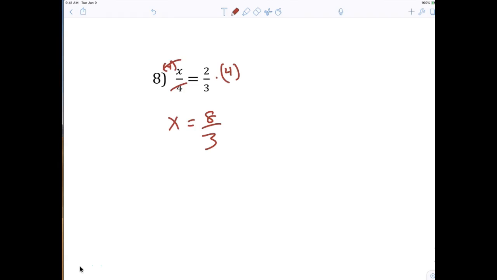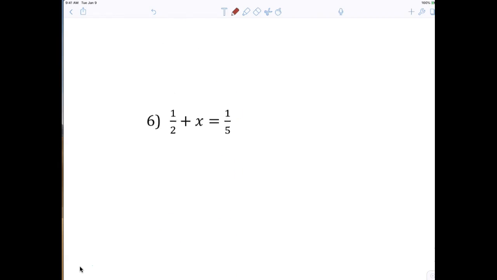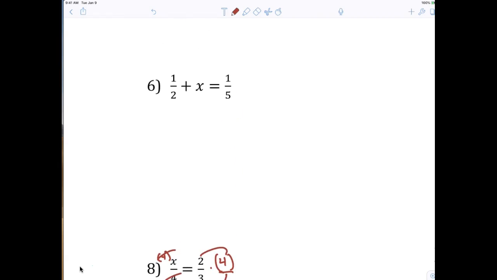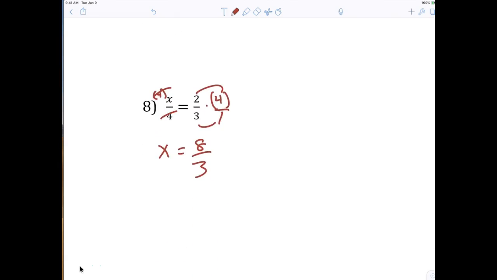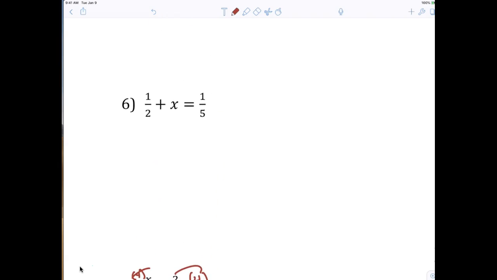Anybody have any issue with that? Yes. Remember, this is like 4 over 1. 2 times 4 is 8. 3 times 1 is 3. Another good fraction. No, you leave it as 8/3.